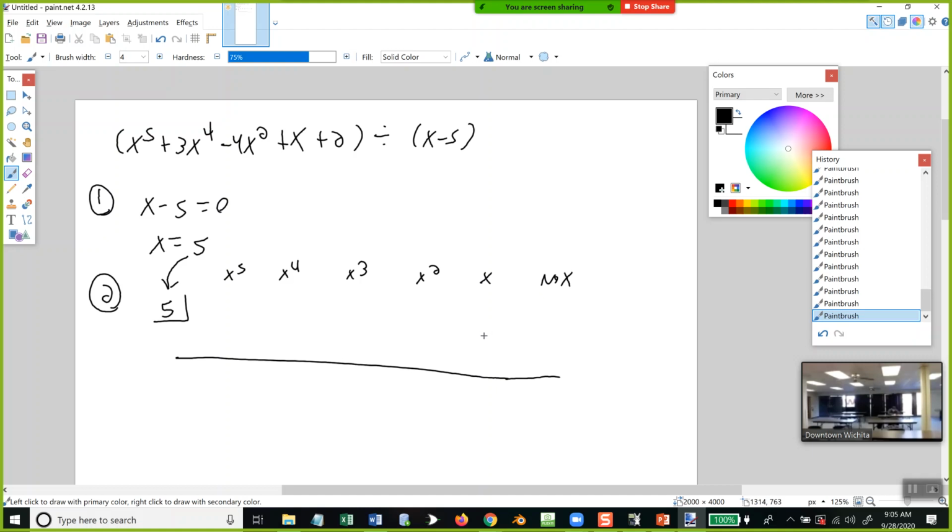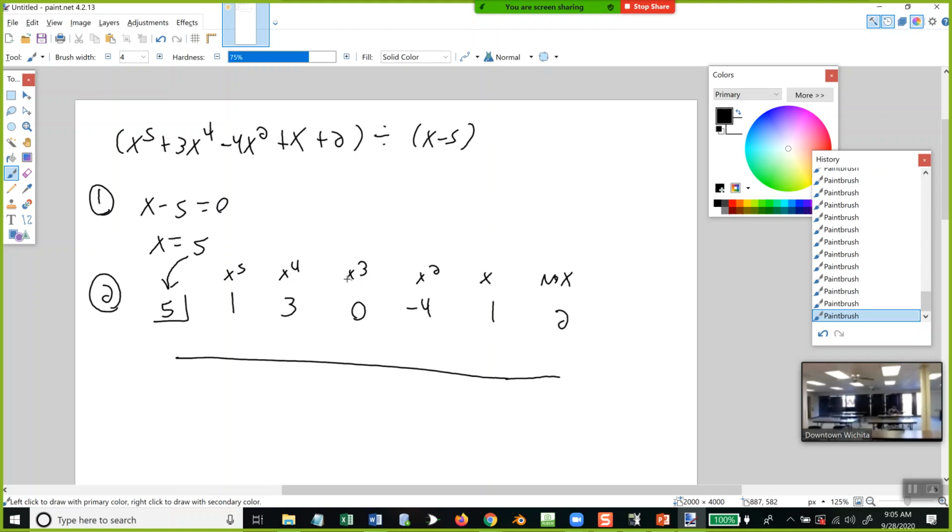Then you write down the numbers in front of each one of them. There's a 1 in front of the x to the 5th. There's a 3 in front of the x to the 4th. There is no x to the 3rd, so you have to put a 0. So if you're missing any powers, then you have to put zeros for it. -4, 1, and 2.